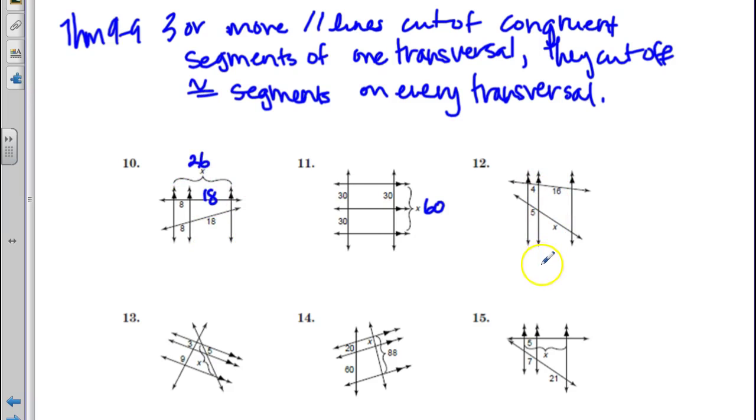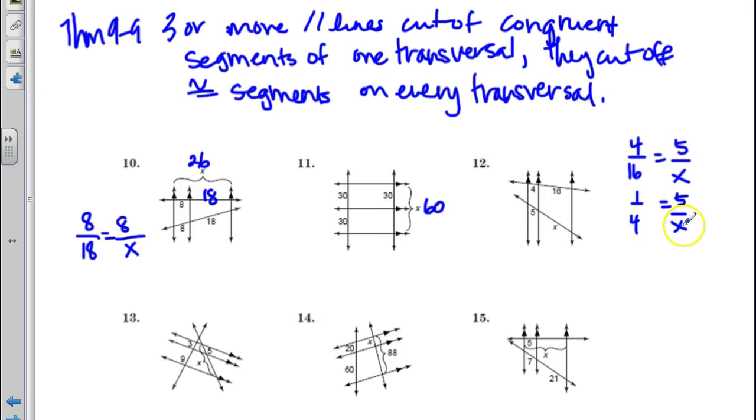All right. So hopefully that makes sense. So 8 over 18 equals 8 over x on that one. All right, number 12. Let's look at this one. So 4 is to 16 as 5 is to x. All right, so cross multiplying, and I would reduce this one first. 1/4 equals 5 over x, and quick to solve now because 1 times x is x, and 4 times 5 is 20, so x is 20.